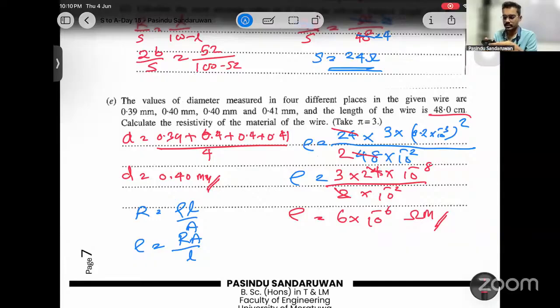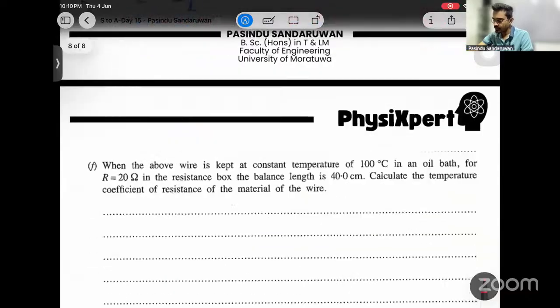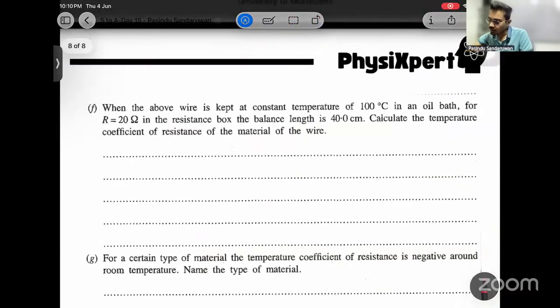Right. Next, take it down. Part F: when the above wire is kept at a constant temperature of 100 degrees Celsius in an oil bath, for R equals 20 ohms in the resistance box, the balance length is 40 centimeters. Calculate the temperature coefficient of resistance of the material of the wire.